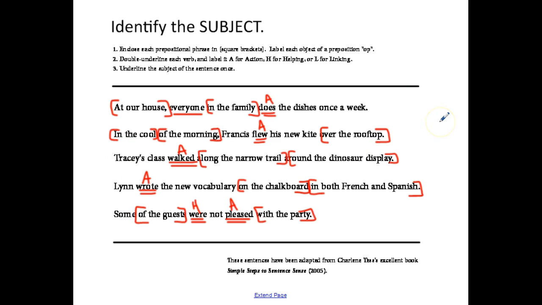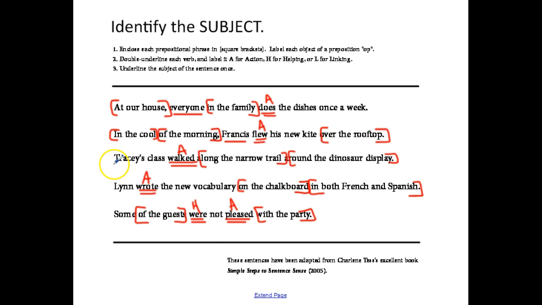Who or what flew? In this case, Francis flew. Now you might have been tempted to say that the kite flew. Well, okay, the kite was flying, but that's not what the sentence is about. It's about Francis doing something. Francis flying the kite. So who or what was doing this thing? Francis was doing it.